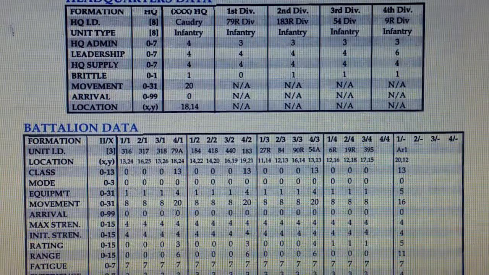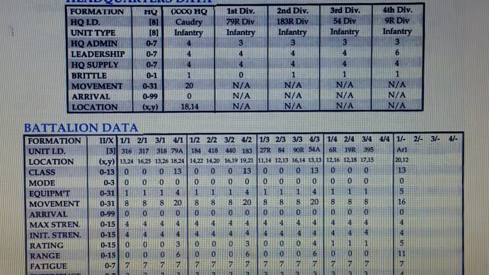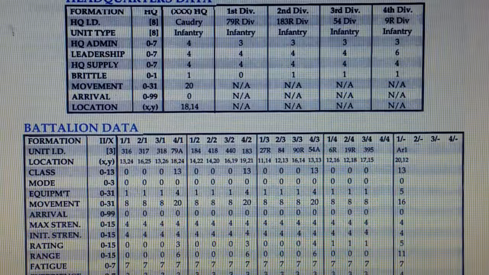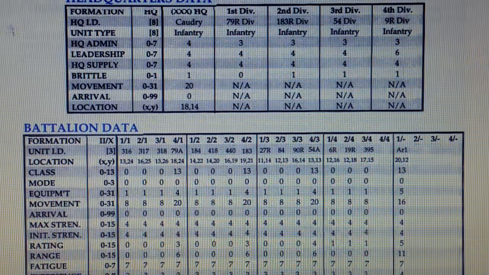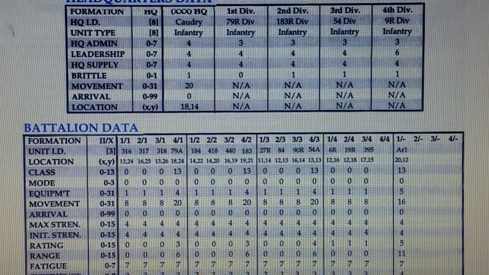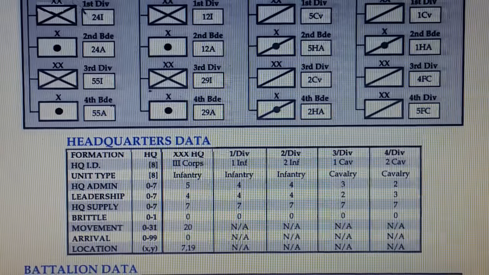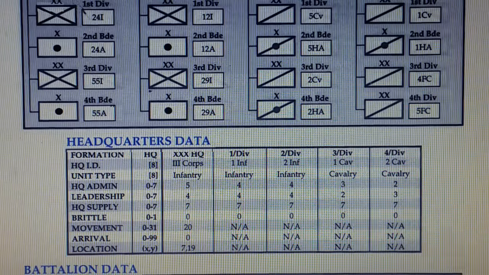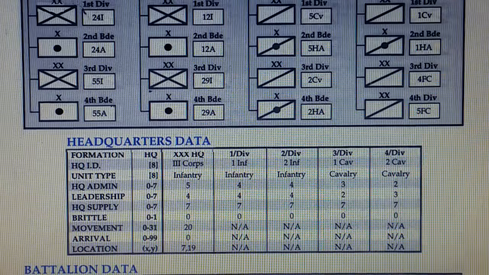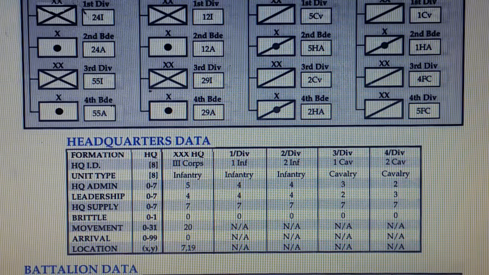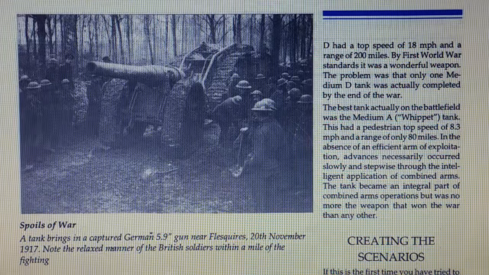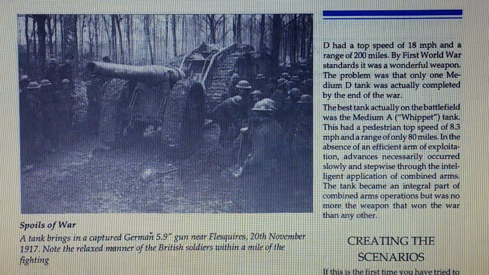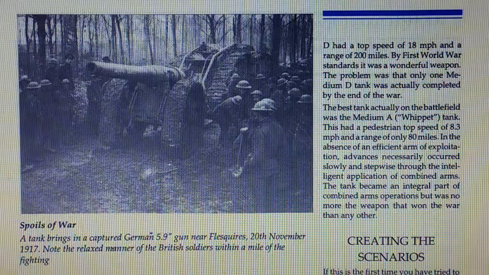Again, you had all of the detailed data for all the units and headquarters, again for the Battlefront system in particular, but still some interesting reading to see how the numbers were put together to create these different types of units with different weaponry. So you actually get pages and pages of unit data, headquarters data, and scenario data for both sides in this scenario, Germans and Allies. Spoils of war. A tank brings in a captured German 5.9-inch gun near Flesquières, 20th November 1917. Note the relaxed manner of the British soldiers within a mile of the fighting.